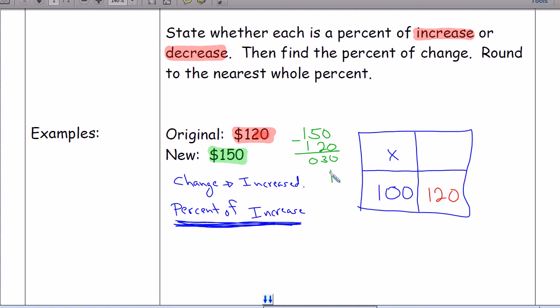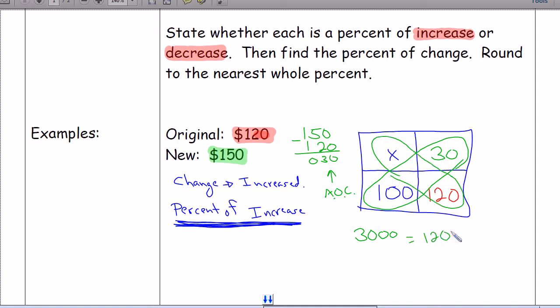So this right here is the AOC. That's the amount of change. It changed from 120 to 150. It changed $30. So that's the number that goes here. That's the 30. Now that we have our proportion set up, now we can cross multiply and divide. So if we cross multiply 30 times 100, that's going to give me 30 with 2 zeros behind it. So 3,000. And if I multiply x times 120, I end up with 120x.